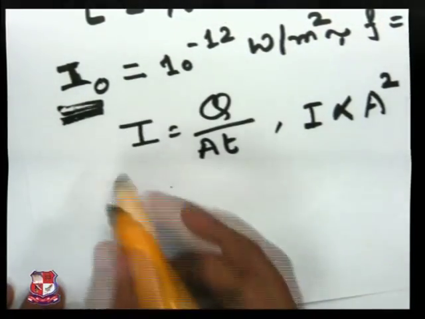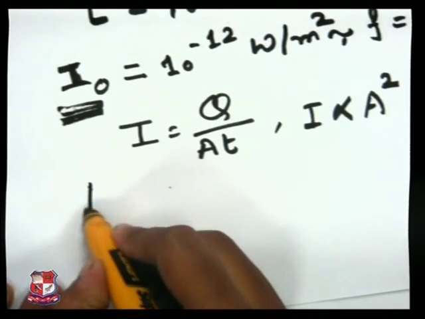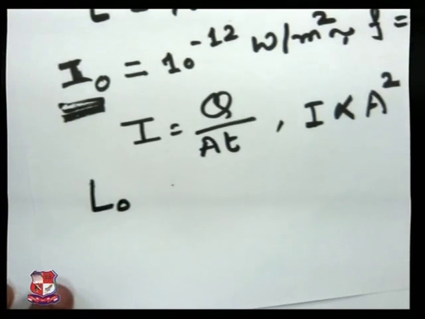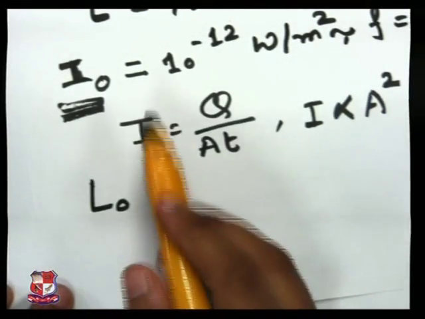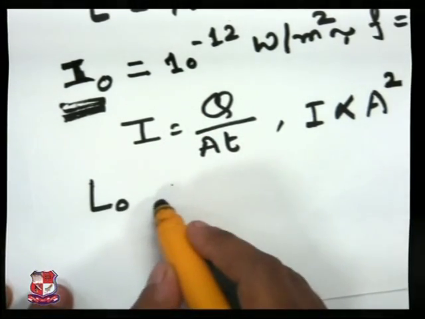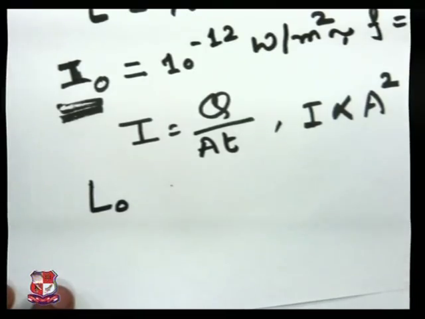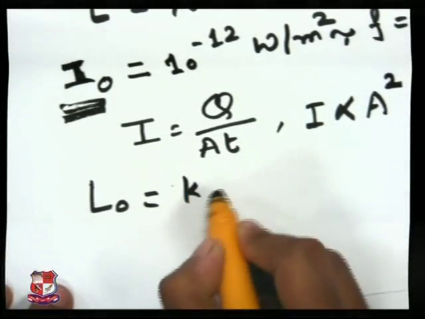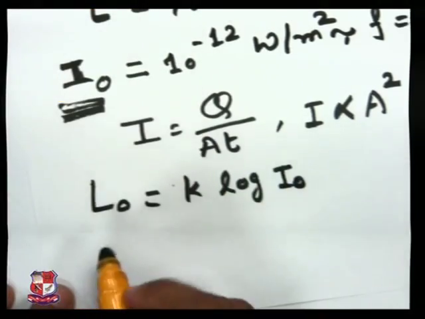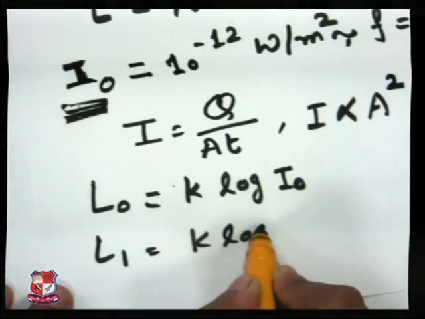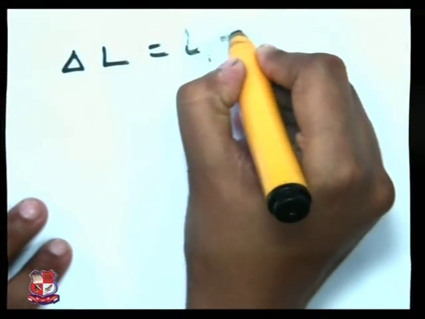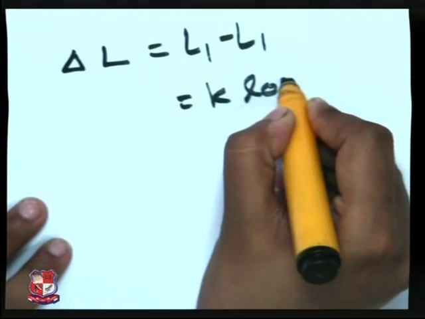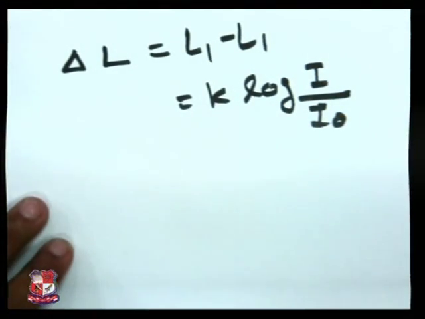So this can be used to define one another level, say L0, the absolute loudness level, or the level with respect to which we can find out the L, that can be L0, which is dependent on I0. So now L0 is equal to K log I0, and since we have L1 equal to K log I1, what will be delta L? Delta L is equal to L1 minus L0, that is K log of I upon I0, right?